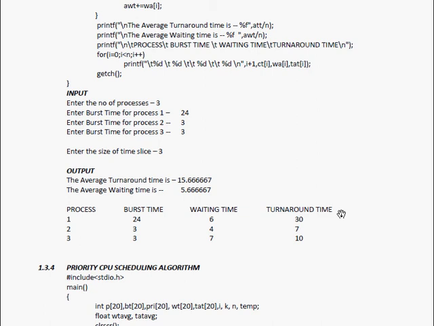On the other hand, if the time quantum is too large, round-robin scheduling degenerates to FCFS policy. A rule of thumb is that 80% of the CPU bursts should be shorter than the time quantum.